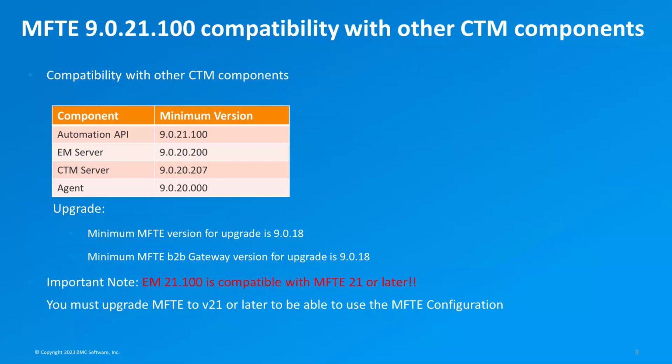In case you are upgrading your MFTE to 21 Fixpack 1, the minimum versions that you can upgrade from are MFTE version 18 and Gateway version 18 also. It is important to mention that an Enterprise Manager on version 21 Fixpack 1 is only compatible with MFTE of version 21 or later. If your Enterprise Manager is already in version 21 Fixpack 1, you must upgrade your MFTE to version 21 or later for it to be compatible and to use the new MFTE configurations.